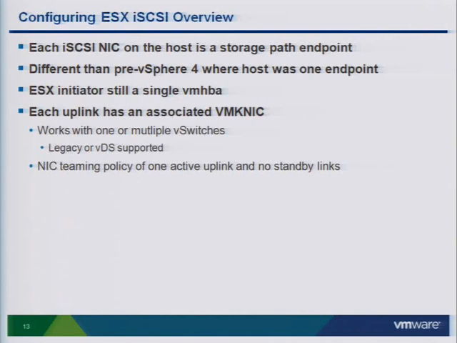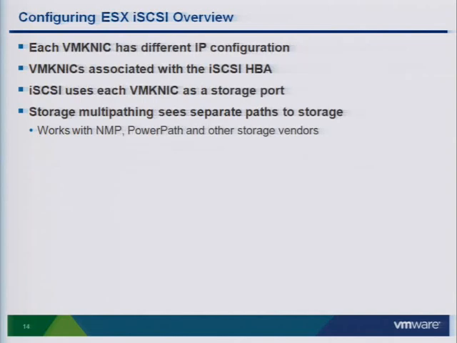The way that you actually configure this is that you set up a VMKNIC associated with a port group that has a single active uplink. That would mean that there's no standby uplinks, and any other uplinks associated with that port group on that vSwitch would be unused. So when you're doing this, you'll assign each VMKNIC a separate IP address.